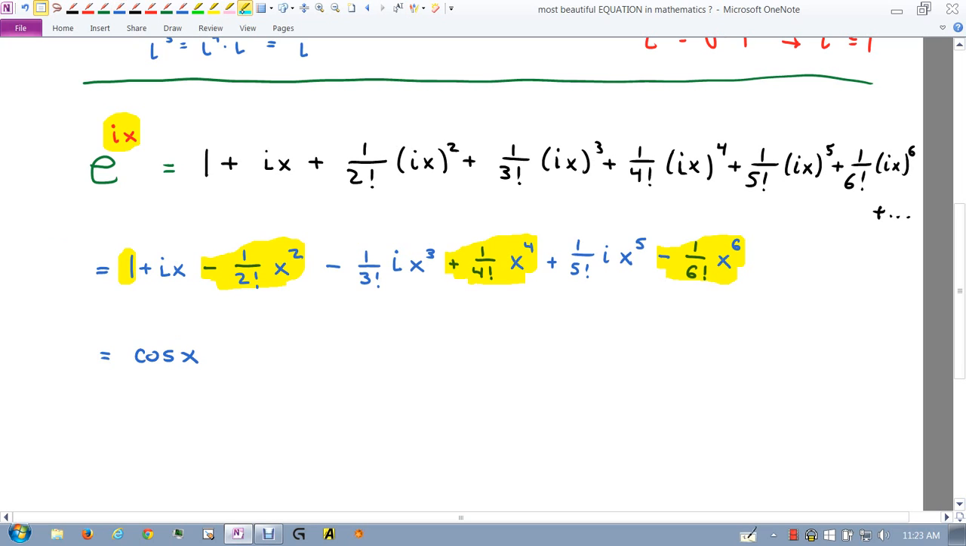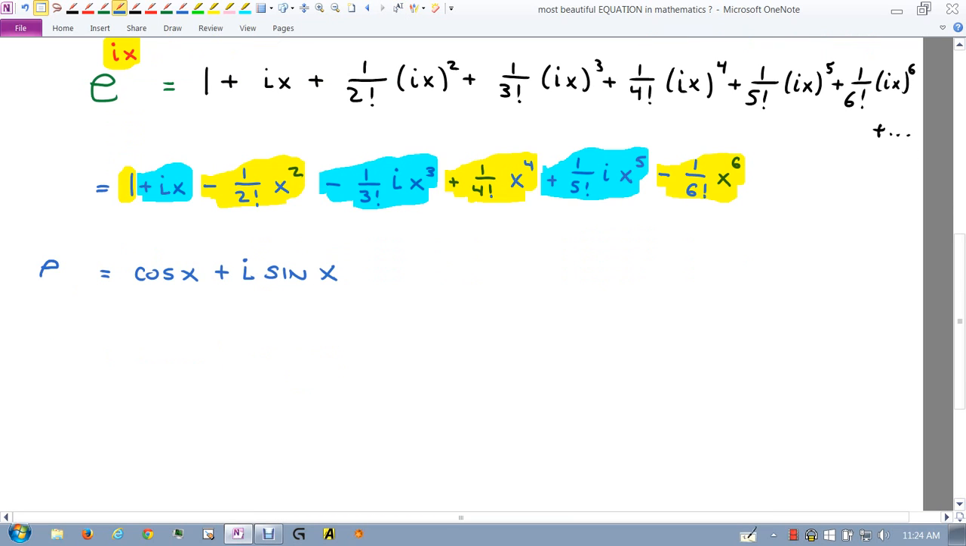Okay, now I'm going to highlight the stuff that has I's in it. And since these all have I's in them, can't I factor an I out? Yes? One I out of each one. So I could put plus, here's an I. And now just imagine this without the I's. What is x minus 1 over 3 factorial x cubed plus 1 over 5 factorial x to the fifth, and so on? Sine x. And this right here is called Euler's formula.